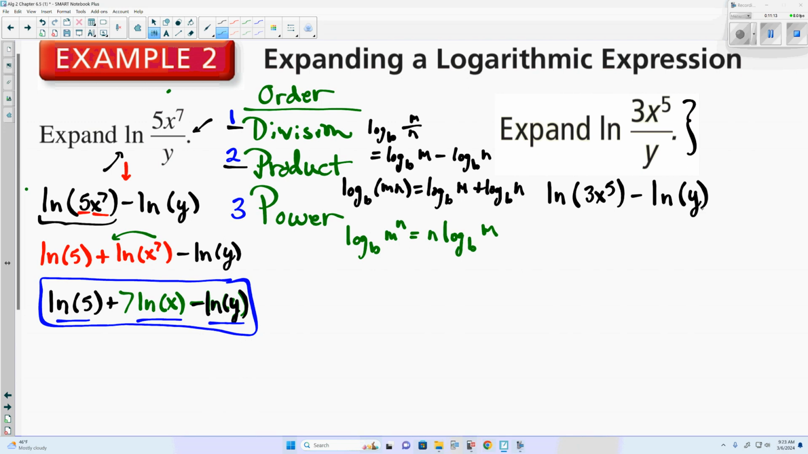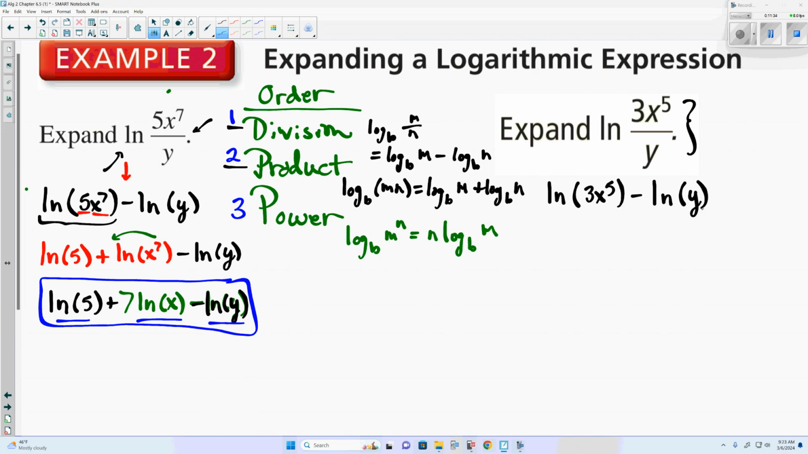So when we do this here, it's the natural log of the numerator minus the natural log of the denominator. Now, even though all of our rules are set up with log, natural log works the exact same way. It's just the base is understood to be e. Questions on how we did this here?